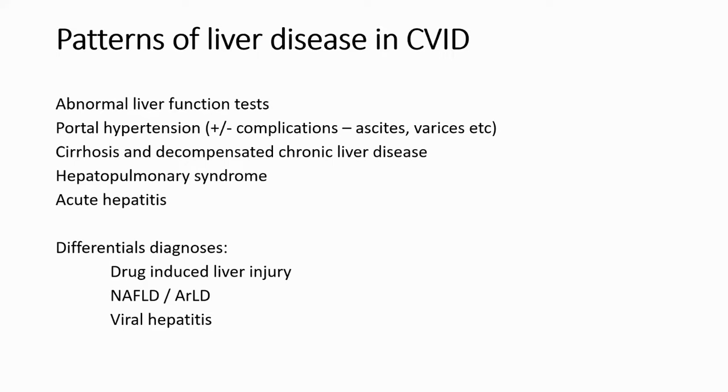And then viral hepatitis. Obviously, there's the historical questions of hepatitis viruses, hepatitis B and C being acquired with human blood products, but obviously other forms of chronic viral hepatitis would also need to be thought about.